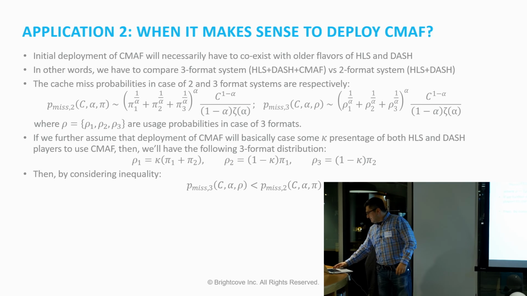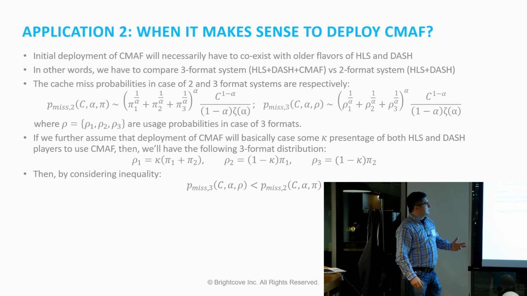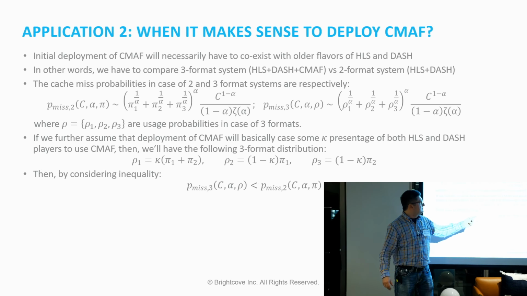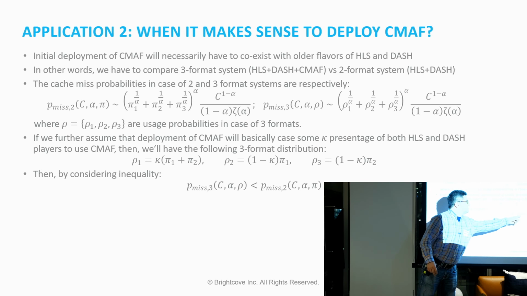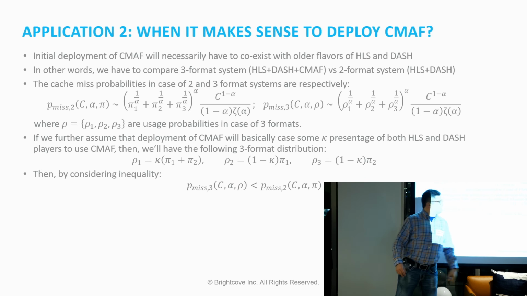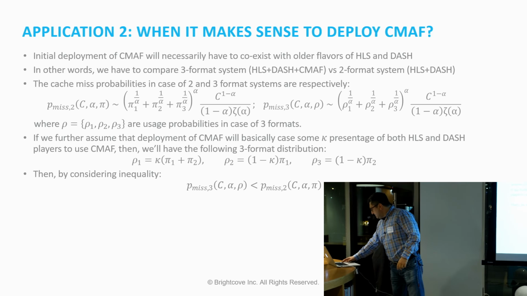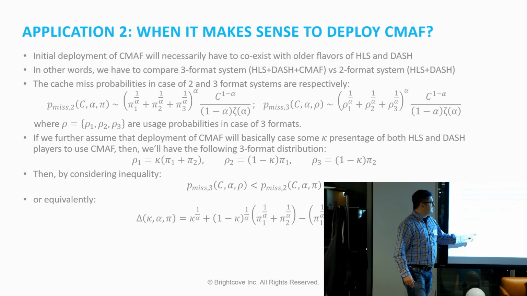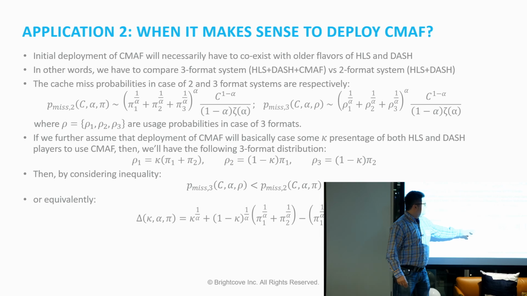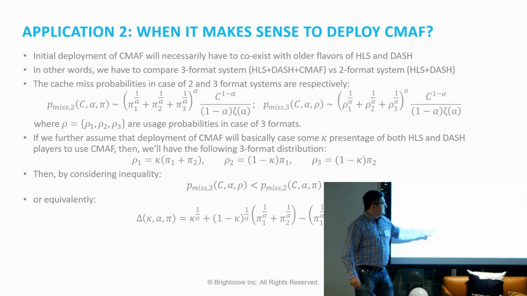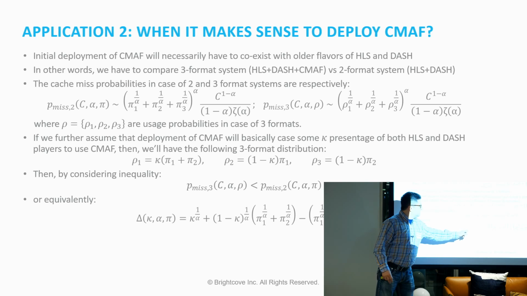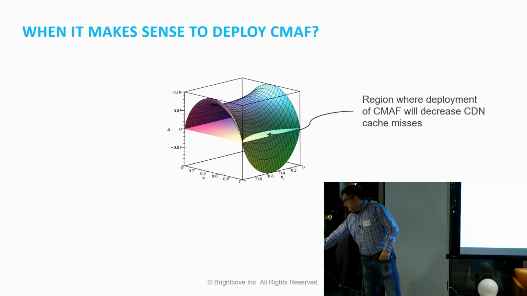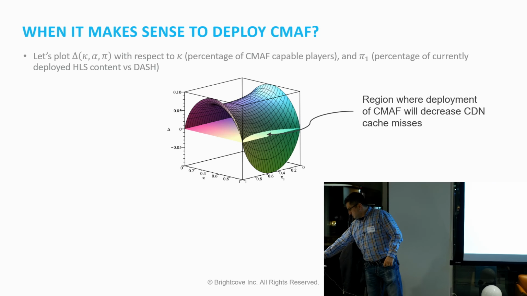And then we can just compare cache miss probabilities in the case of the 2-system versus the 3-system, where in the case of the 3-system we use these rho probabilities that are shown here. By doing a little bit of algebra, it becomes equivalent to looking at this inequality where the parameters are now kappa, alpha, and pi. And this is what it boils down to.